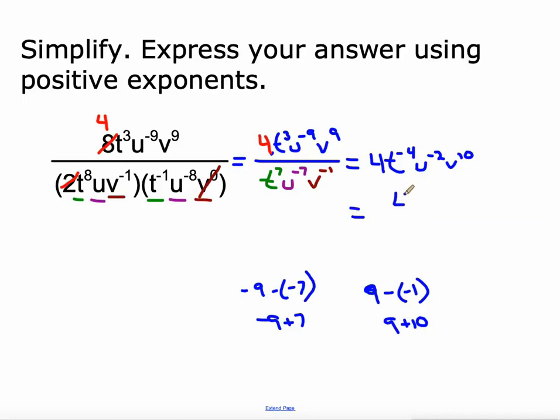The 4 is going to stay in the numerator, and the v to the 10th is going to stay in the numerator. But that t to the negative 4th, I'm going to move it to the bottom of the fraction and make it t to the positive 4th. And the same thing with the u to the negative 2. I'm going to move it to the bottom and make it u squared. Because when you're multiplying by a negative exponent, you're really kind of dividing by a positive exponent. Negative exponents mean division.